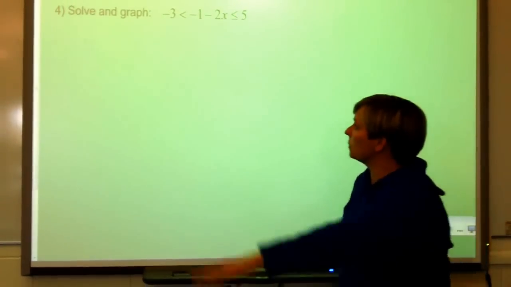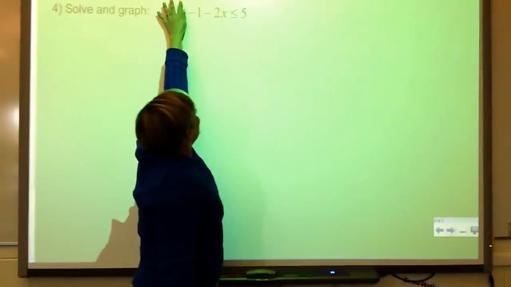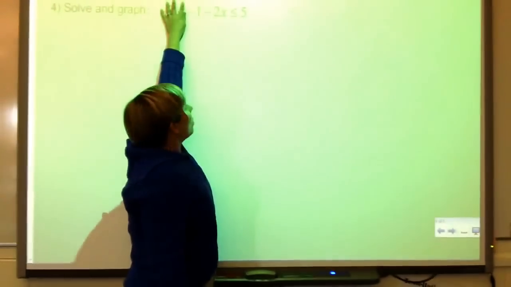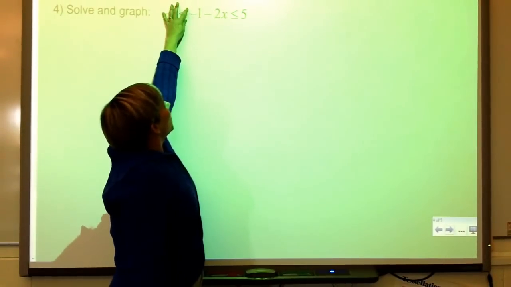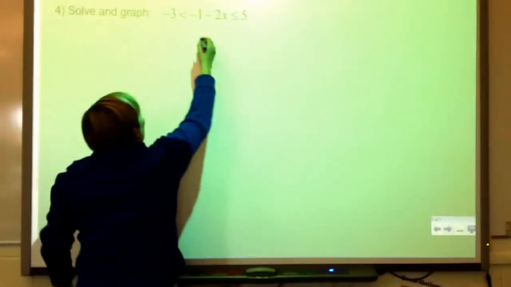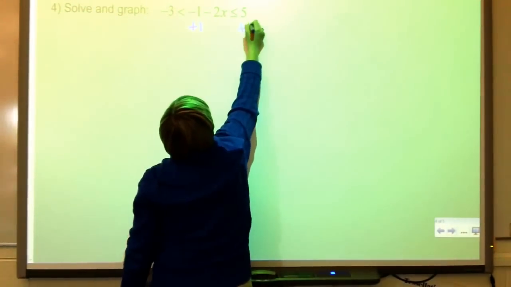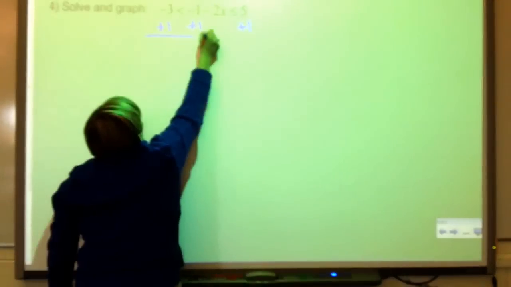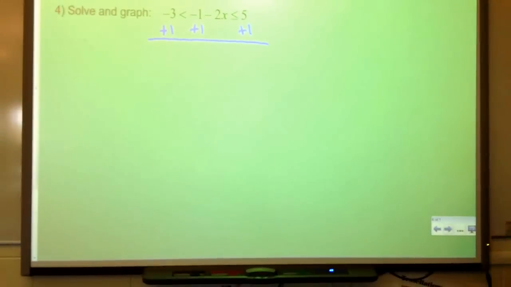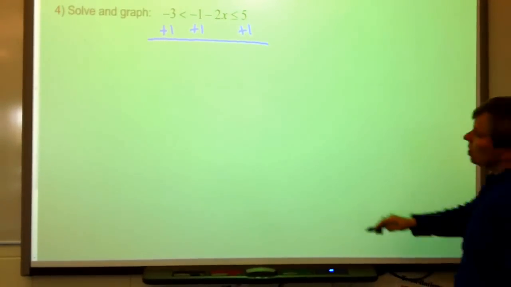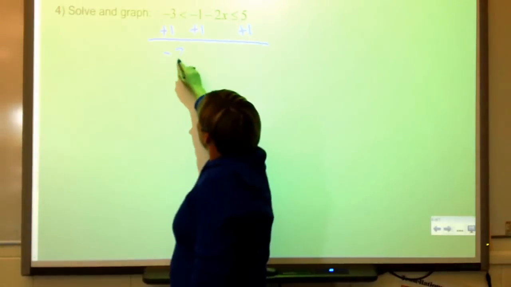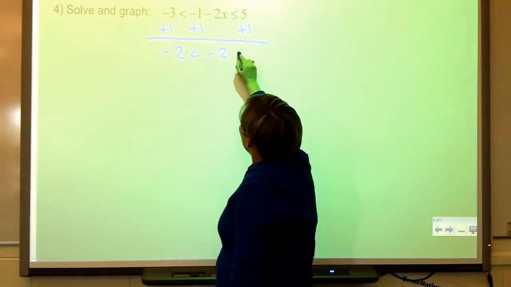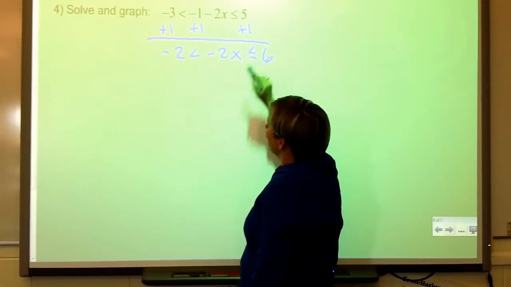Number 4, again, is our compound inequality. So I'm going to pretend this minus 3 and less than sign are not there. So what would I do if I was solving that inequality? I would add 1. So instead of adding 1 to just the 5, I'm going to add 1 to the 5 and to the negative 3. So it kind of looks like we have 3 sides, but we really don't. Negative 3 plus 1 gives me negative 2 is less than negative 2x is less than or equal to 6.